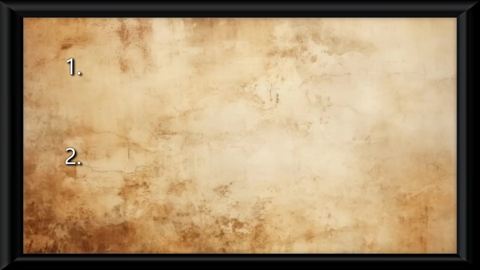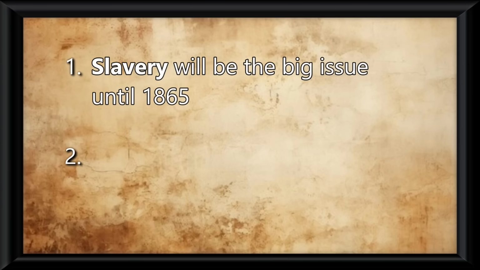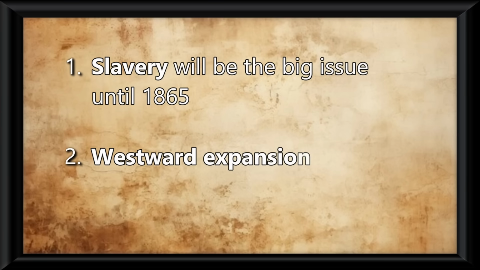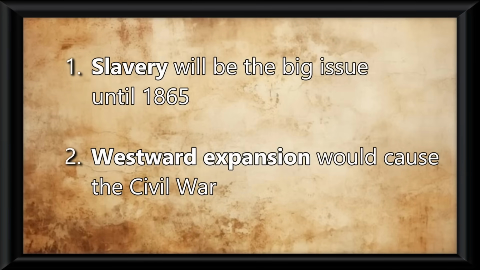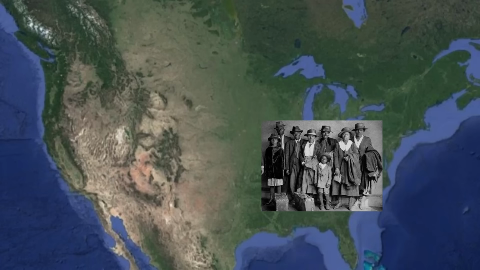I said two things within my past videos. First, I said slavery will be the big issue until 1865. And second, I said westward expansion would cause the Civil War. In this period around 1800, we start seeing the start of this. Migrants continuously moved west, searching for a new life.